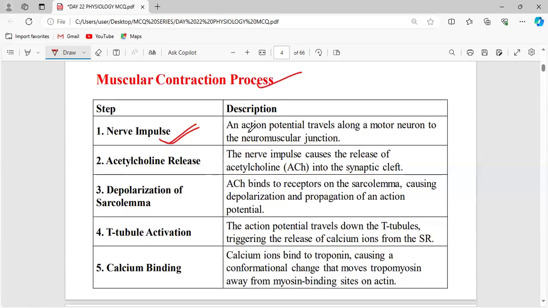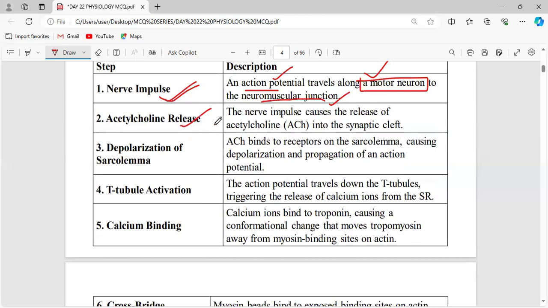Immediately after the impulse is given, an action potential travels along the motor neuron. We have discussed the motor neuron, sensory neuron, parasympathetic and autonomous systems well. Now this action potential travels from the motor neuron to the neuromuscular junction. At this time, what is getting released? Acetylcholine, which is a neurotransmitter. The nerve impulse causes this neurotransmitter to be released into the synaptic cleft.